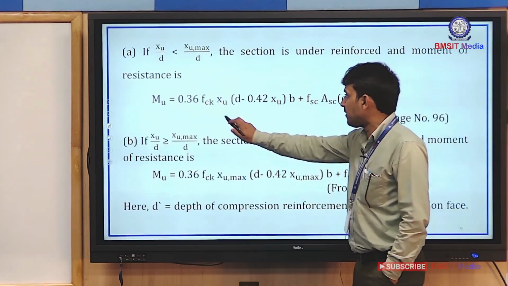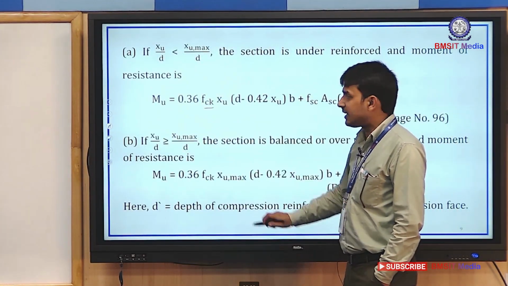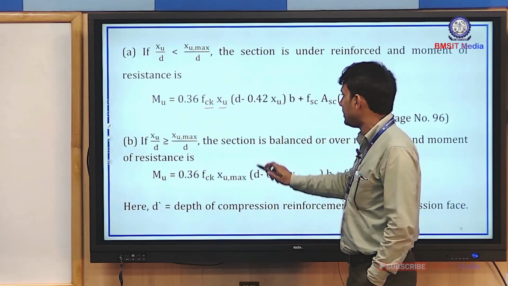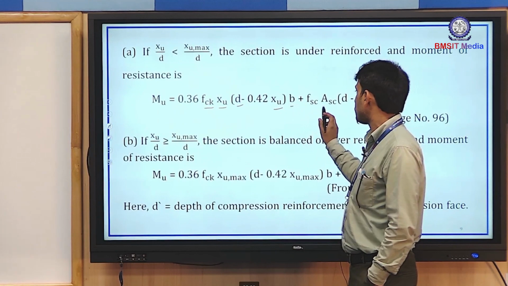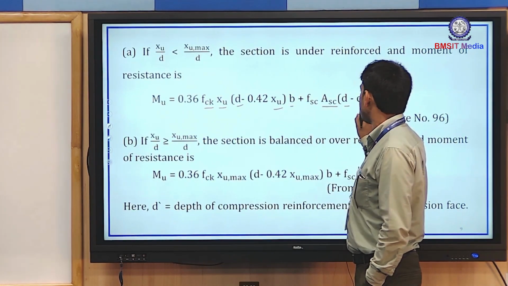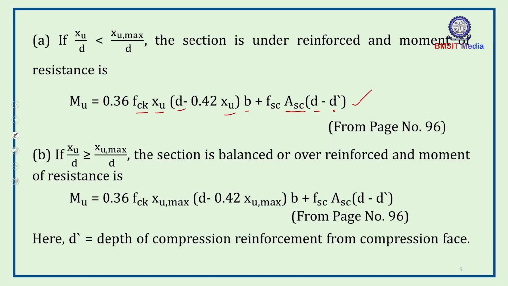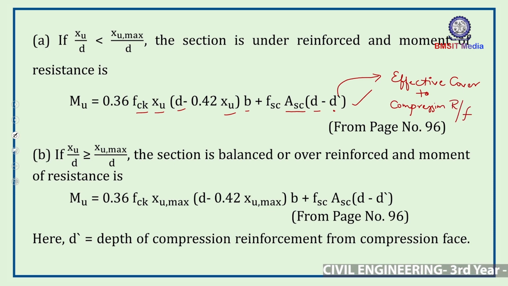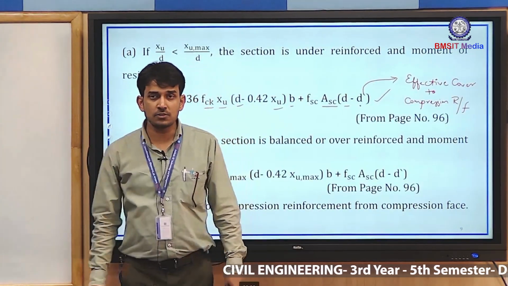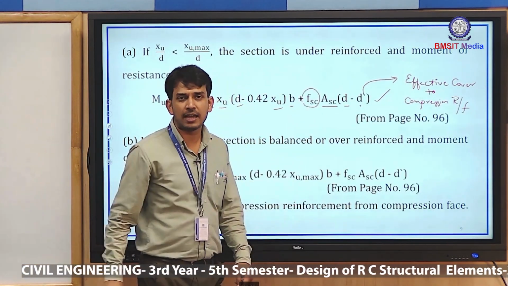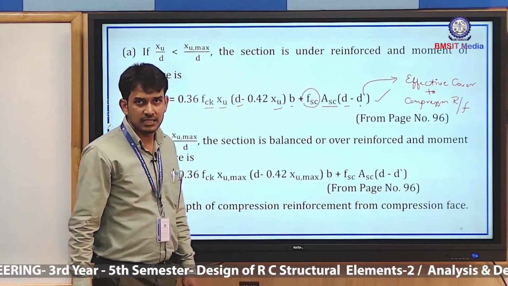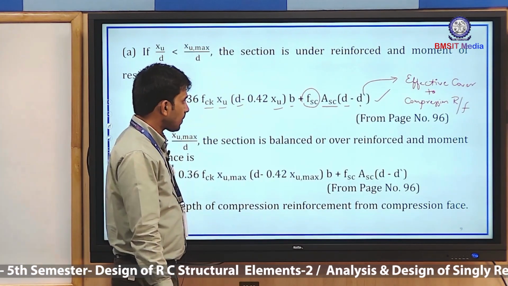In this formula you can see FCK we know from the grade of the concrete, XU we have calculated in step number 1, D is given to me in the question, B is also given to me, ASC is given to me. D dash is the effective cover to the compression reinforcement. So you can easily understand. And FSC, I will tell you at the end of the design steps how we are calculating this stress in the compression reinforcement. This is the one.